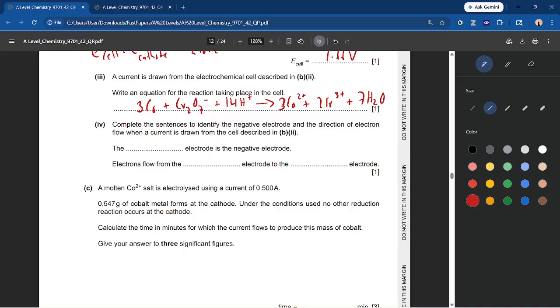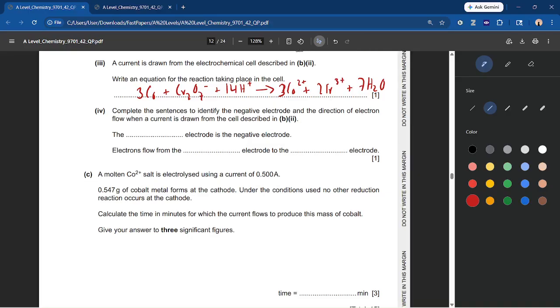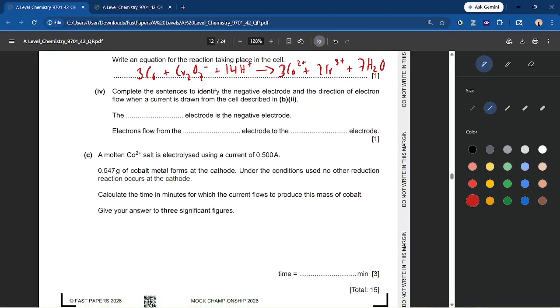Complete the sentences to identify the negative electrode and the direction of electron flow when a current is drawn from the cell described in B2. So this will be cobalt, cobalt 2 plus, and cobalt is the negative electrode, and electrons flow from the negative electrode to the Cr2O7 2 minus, Cr3 plus electrode.